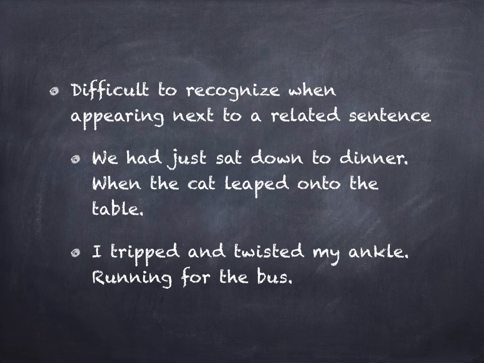I tripped and twisted my ankle. Running for the bus. Oftentimes when you read a sentence like that, you automatically assume this is correct. But again, you have to carefully examine the punctuation. There is a period after "ankle," indicating that "running for the bus" is standing alone as an independent sentence, and that is incorrect.